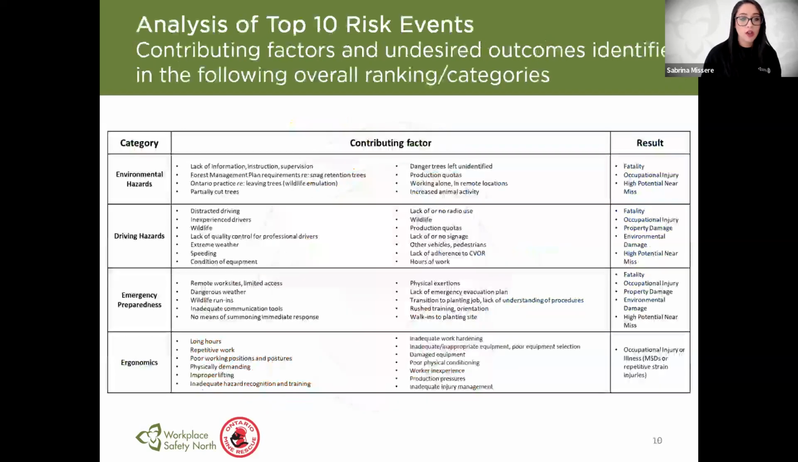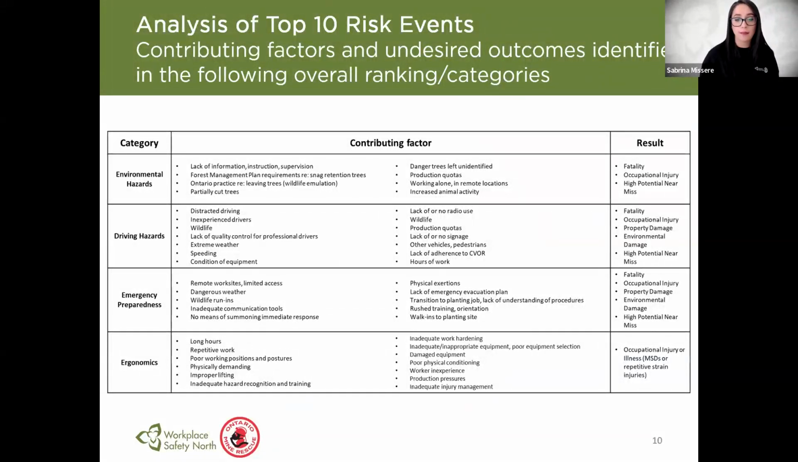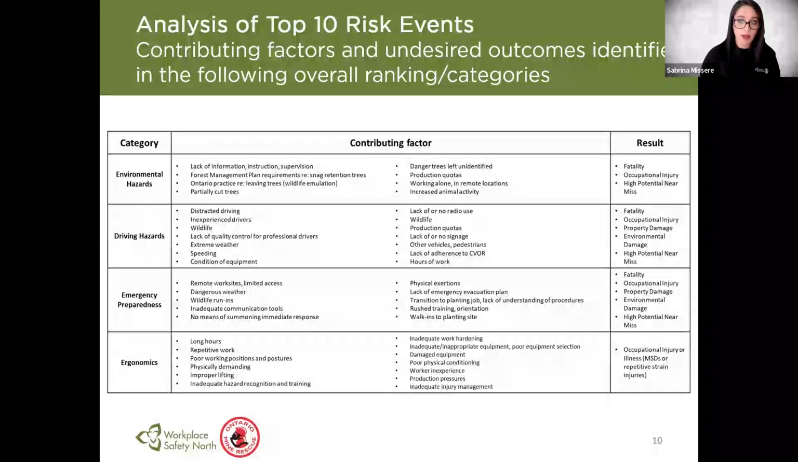Now, I have mentioned a lot about the contributing factors, and this is a really important thing to note here. So contributing factors to each risk category was reviewed to identify consistencies across those events. Now, focusing in on environmental related events that were captured in the top 10 risks, some of the common factors were related to lack of information, instruction, supervision, forest management planning requirements, danger trees left unidentified, production targets, working alone, the remoteness of the work, and working in areas of animal activity.